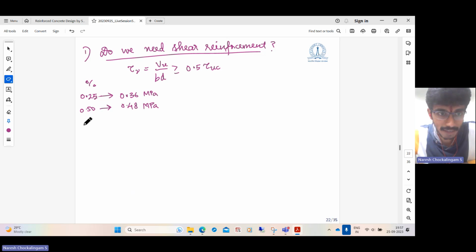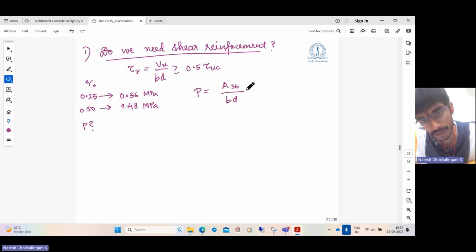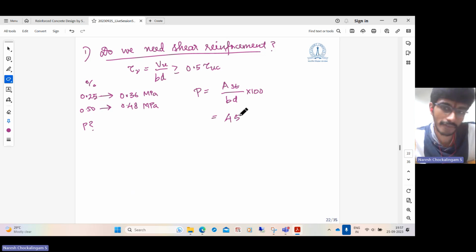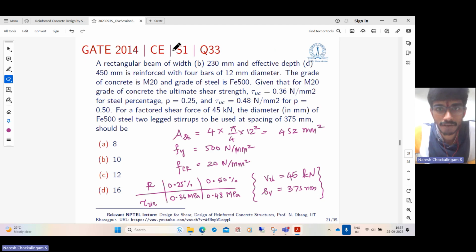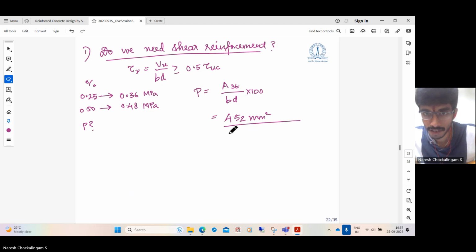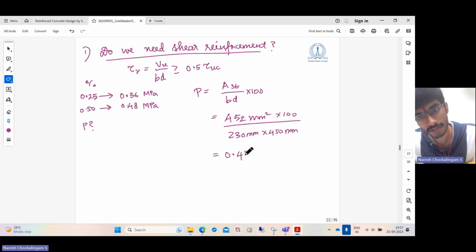So what is our percentage of steel? That will let us find out. So our percentage of steel is Ast divided by bd into 100. What is Ast? We already got it. It is 452 mm square. And what is the b of this cross section? 230 mm. d is 450 mm. So we have 230 mm into 450 mm, and you have an into 100 here. So the percentage in this case comes out to be around 0.436.